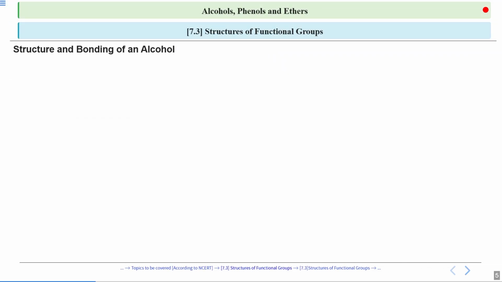So let's start with our first topic, section 7.3, structures of functional groups, in which let's talk about the structure and bonding of an alcohol. Let's first talk about methanol, whose formula is CH3OH, and it is the simplest and one of the most common alcohols. Single carbon containing alcohol, the simplest and the most common alcohol is methanol.